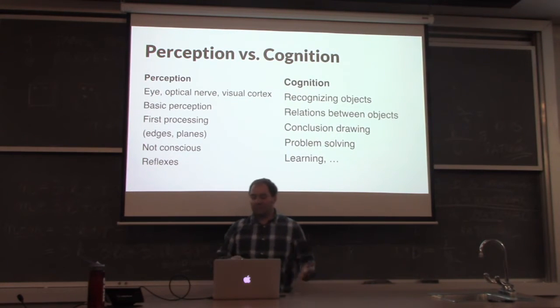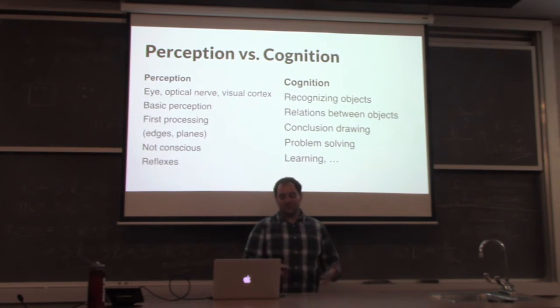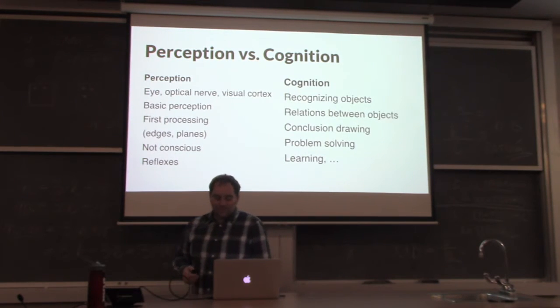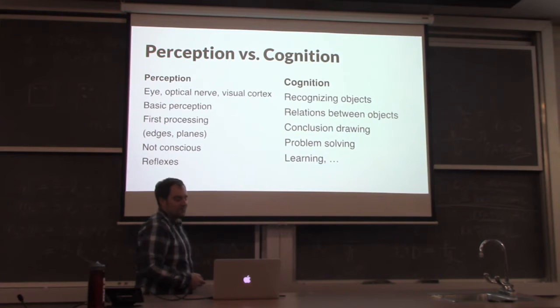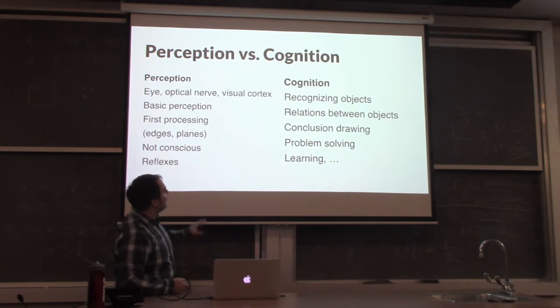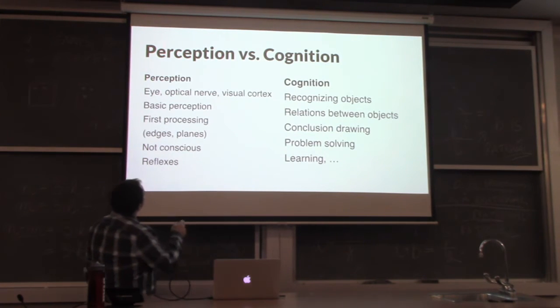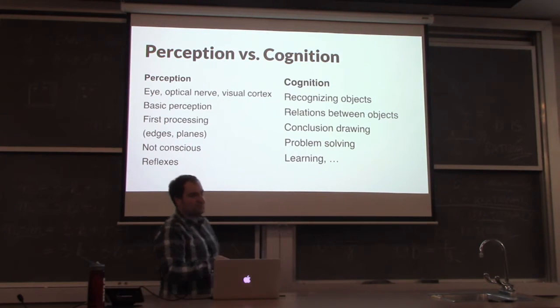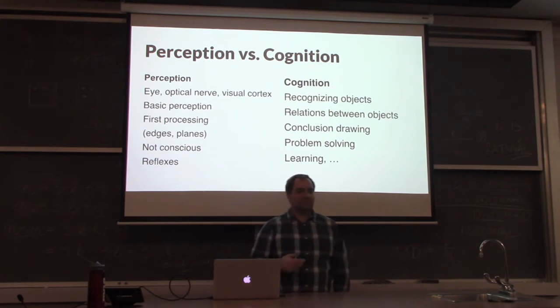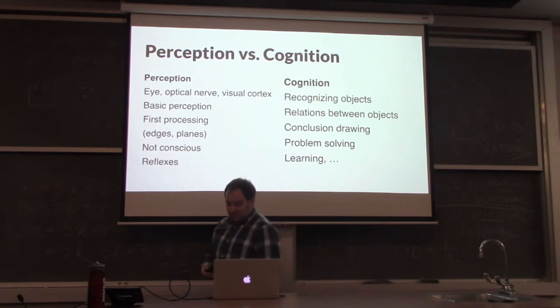So I understand what is going on. This bottle has liquid in it. I can use it to drink. It's about drawing conclusions, problem solving, and learning. And so today the lecture will be, I would say, 70% on perception and 30% on cognition, because cognition is, of course, pretty complex to talk about.